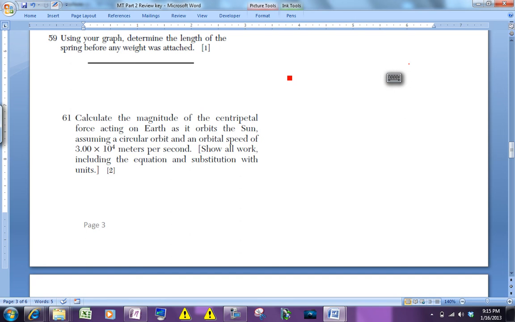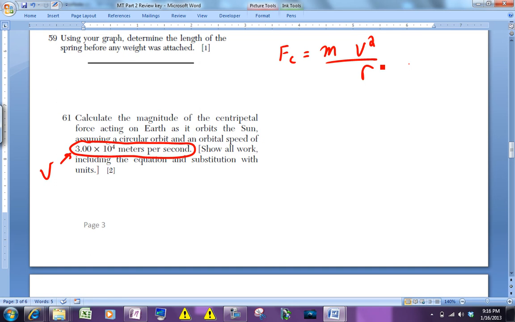The other question on this page is one about centripetal force, but it uses very large numbers because we're talking about the Earth going around the sun. They tell us that the Earth travels at a speed, tangential velocity, of 3 times 10 to the 4 meters per second. So the equation we're going to use is centripetal force equals mv squared divided by r.